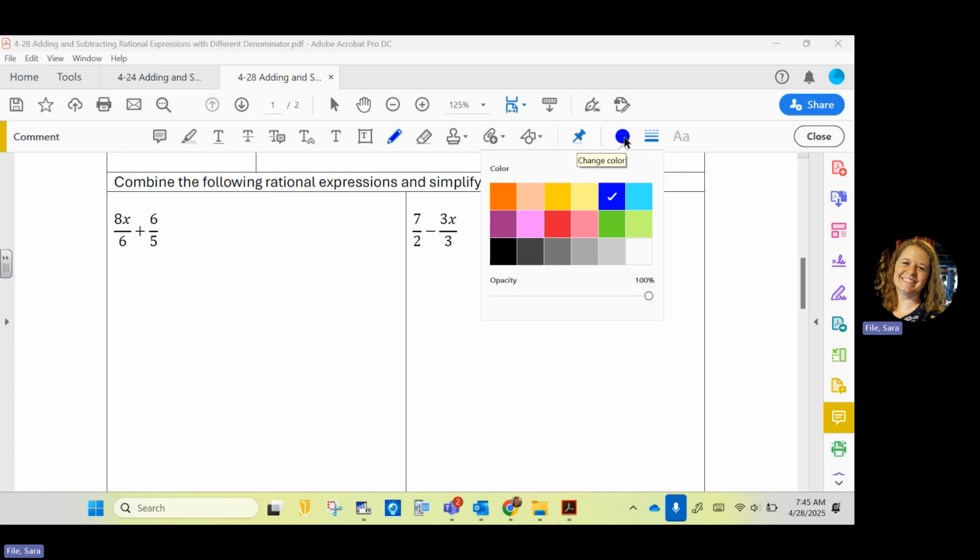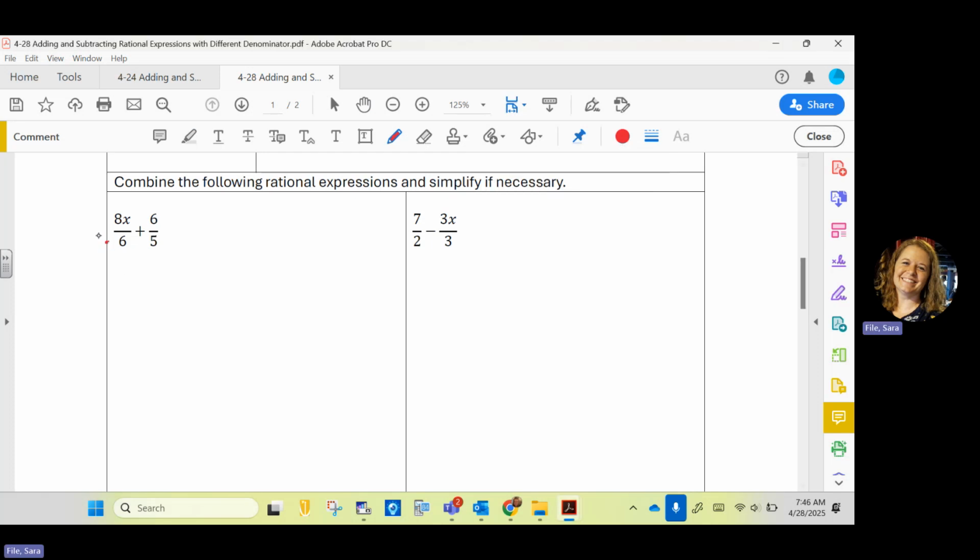When I look at these denominators, I do not see that they're the same. One's a 6 and one's a 5. So if I want to get them to be the same, I multiply them by each other. So I multiply the 6 times 5 and the 5 times 6, because that will make them both 30, won't it? Do y'all agree? If they both become 30, then I'll have a common denominator.